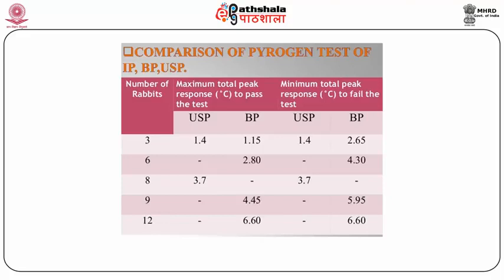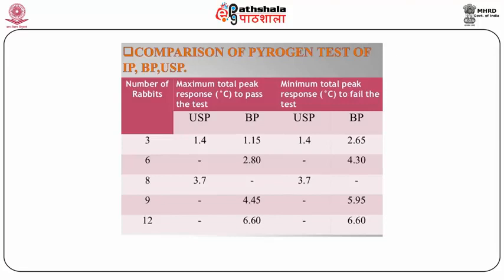Minimum total peak response to fail the test. According to the USP, if you are taking 3 rabbits, then the response should be 1.4 degrees centigrade, while in the case of BP it is 2.65. If you are taking 6 rabbits, then the minimum total peak response should be 4.30 according to the BP, and in USP they have not mentioned it.